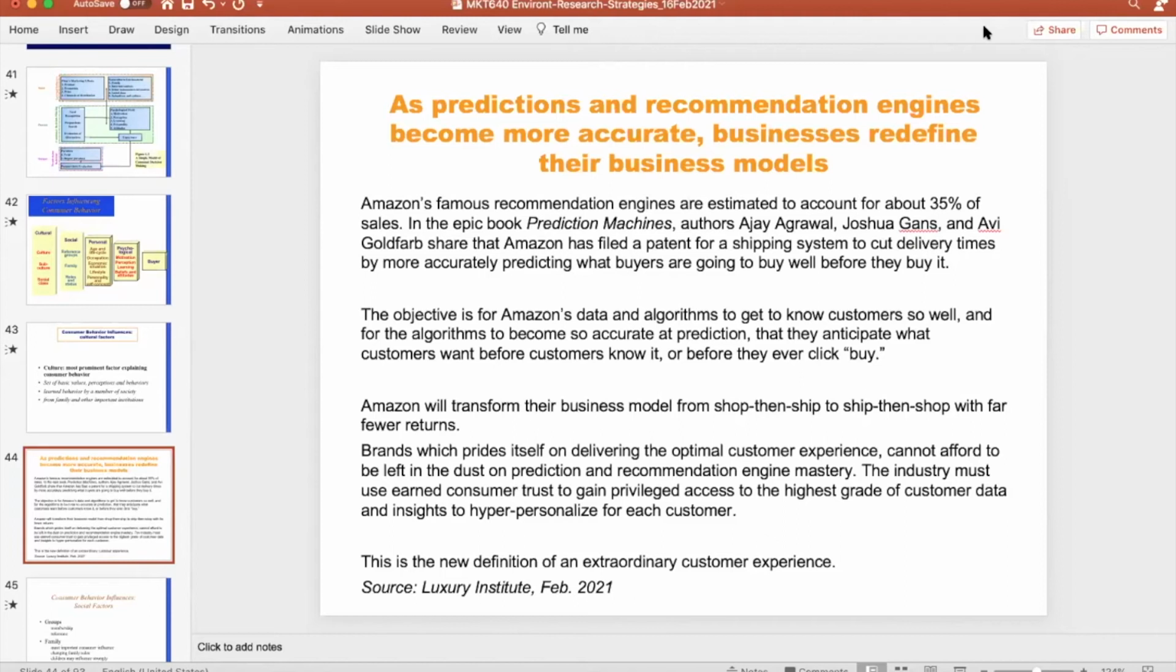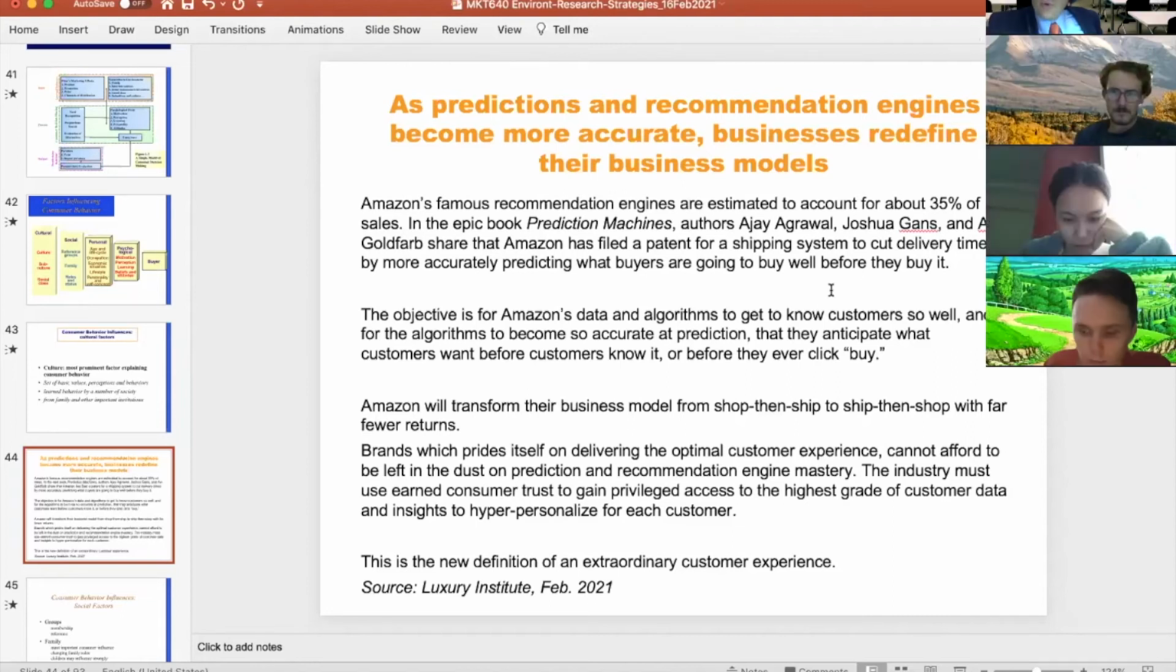Brands which pride themselves on delivering the optimal customer experience cannot afford to be left in the dust on prediction and recommendation engine mastery, which is the shop then ship. The industry must earn consumer trust to gain privileged access to the highest grade of customer data and insight to hyper-personalize for each customer. This is the new definition of a customer experience. Aren't you blown away by this?